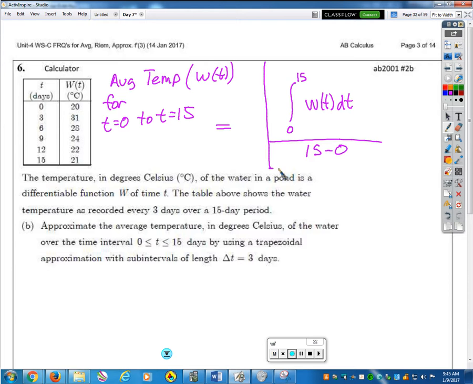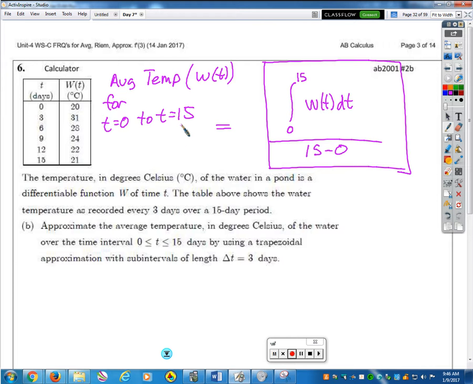Derek, your question on the AP test, if they say approximate the average temperature in degrees Celsius of the water over the time interval, they're going to want to see this, that box. They do want to see this right here in the box. You don't have to have the words. Then they want to see the approximation.